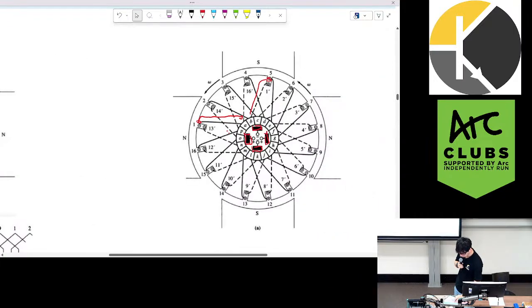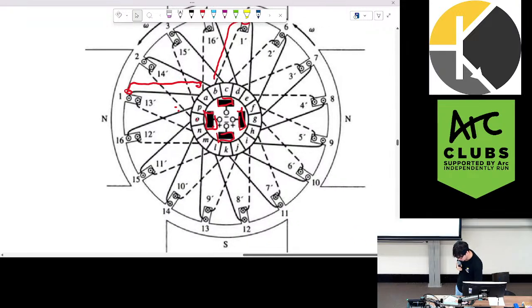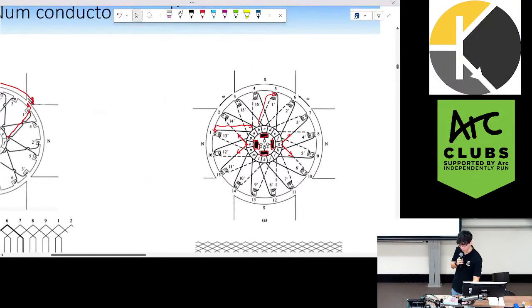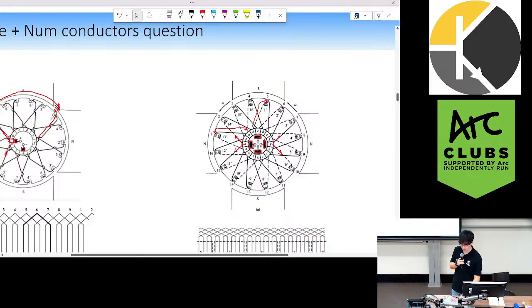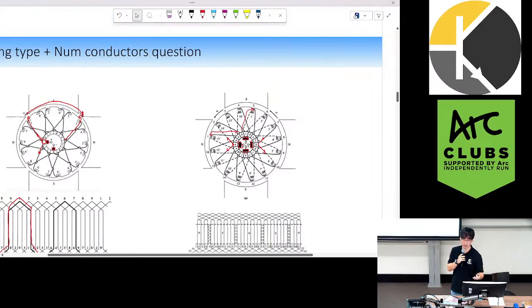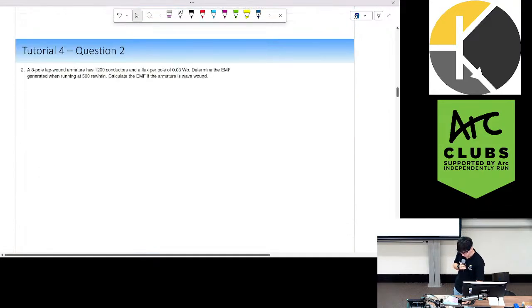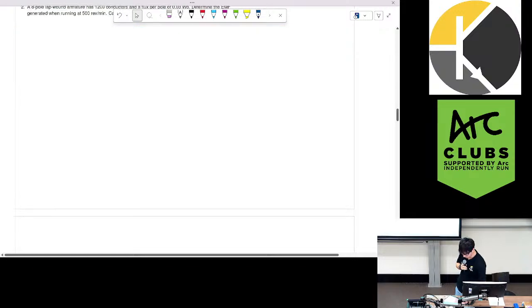But with lap, because we have 2 pairs of brushes, sure, we can start at 1 segment and we again have 2 different paths to go down, but we also have 2 different paths from our other positive terminal. So in total, we have 4 parallel paths, which will reach our negative terminal in 4 different ways. So that is why with wave windings, we have 2 parallel paths, and with lap windings, we have as many parallel paths as we have poles. Cool. I'll get back to this question in a bit.